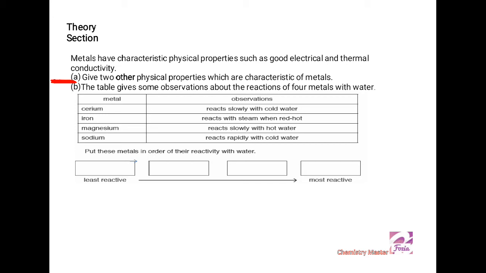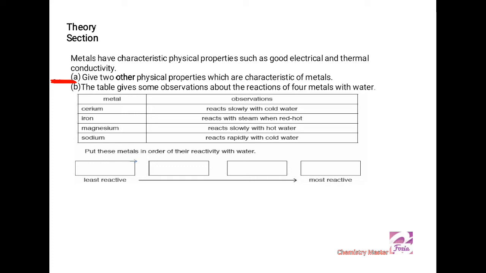So you see, the conductivity for electricity and for heat is also very good, and they are ductile, which means they can be drawn into wires, and they are malleable, which means they can be hammered into different shapes without breaking. And one very important property of metals is that they are sonorous, which means they make a ringing sound when struck hard.